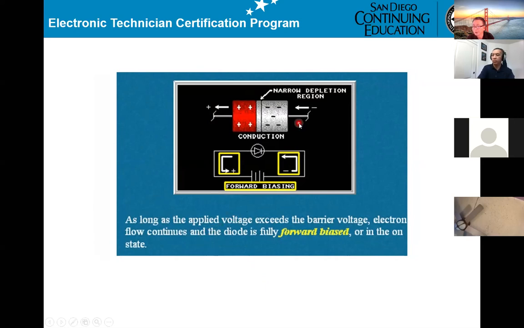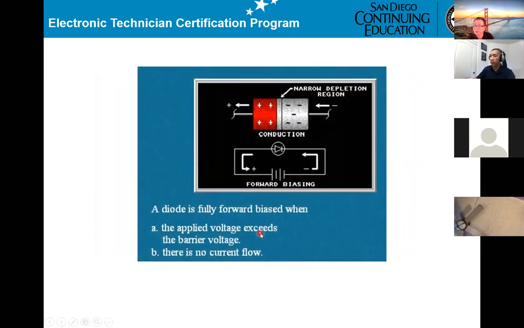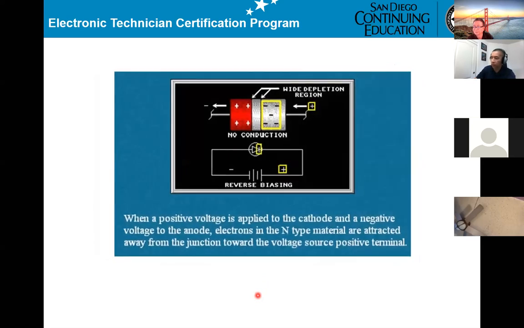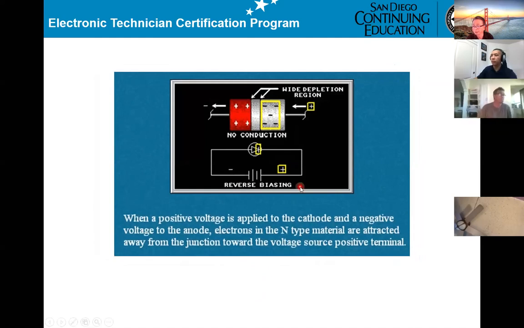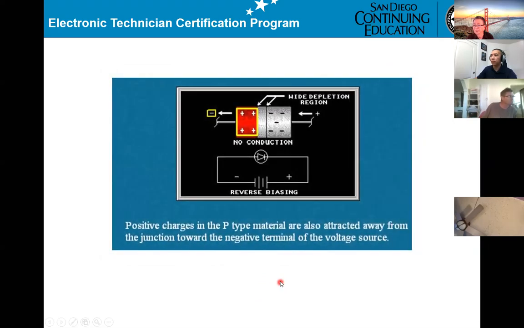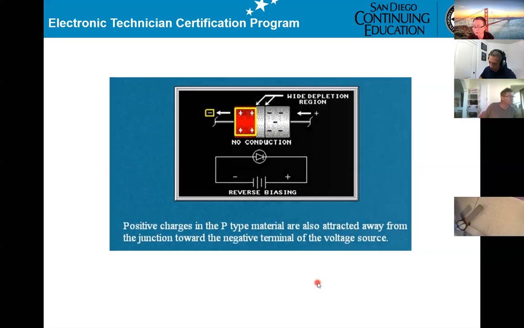Okay, so that explains forward bias. Now, a diode is fully forward biased when... A. Okay, this also tries to explain to you the same thing. You can read it. Okay, that's reverse bias. That means the depletion region will be wider, no current flowing.